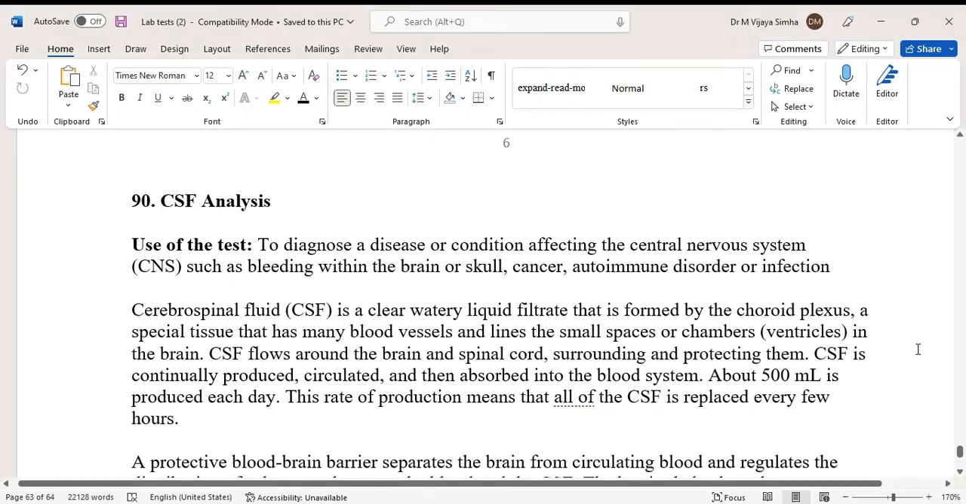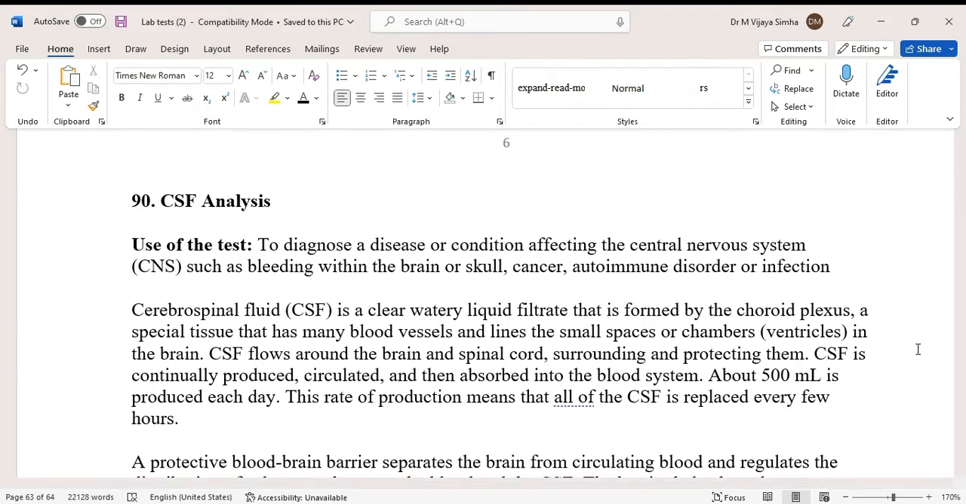Hello guys, today we are going to discuss a laboratory test called CSF analysis. CSF is cerebrospinal fluid, a colorless fluid which is present in our spinal cord and around the brain. The test is used to diagnose diseases or conditions affecting the central nervous system, such as bleeding within the brain or skull, cancer, autoimmune disorder, or infection.